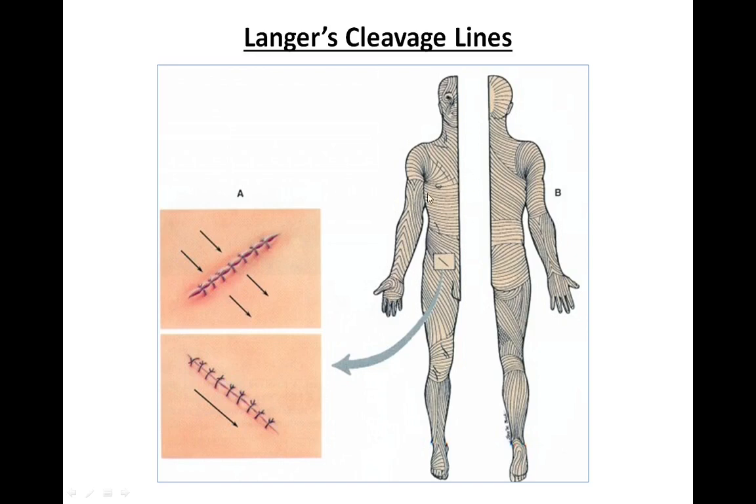Now, why are these lines important? Why should we know? Suppose these are the two wounds. This is the inguinal region. Now, the surgeon gives an incision this way. Here the incision is given along Langer's line. Once you give the incision along Langer's line, the wound healing process will be better or faster. See here, the wound heals properly.